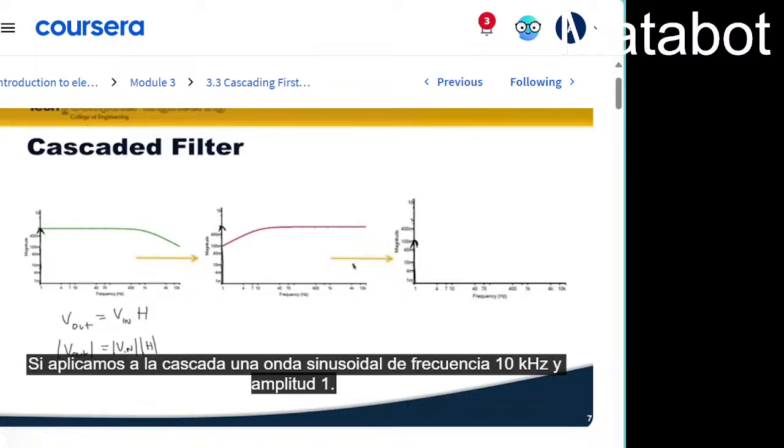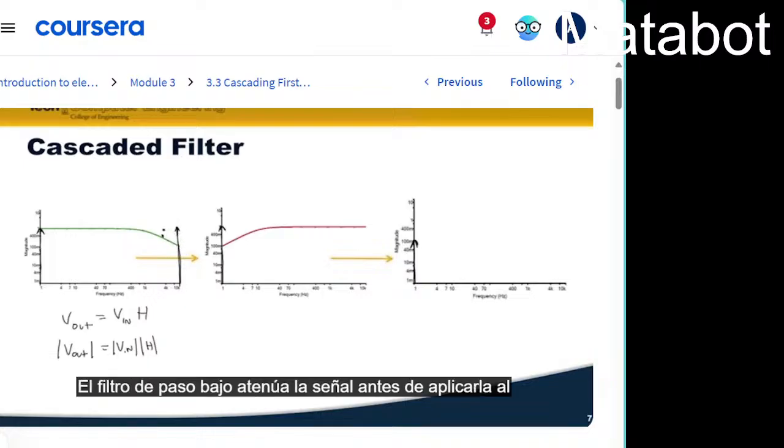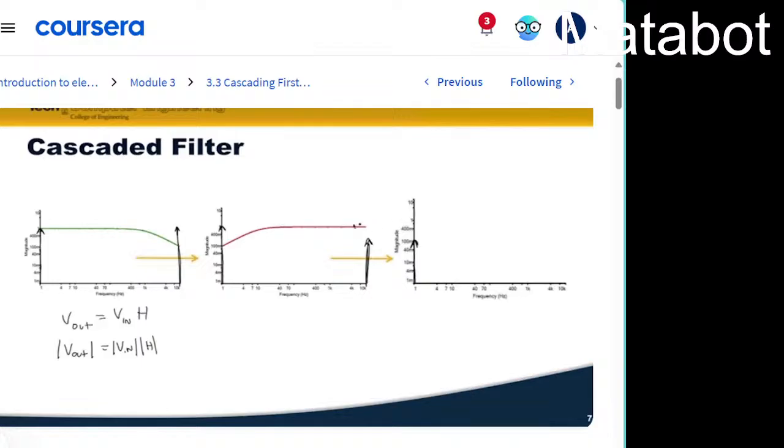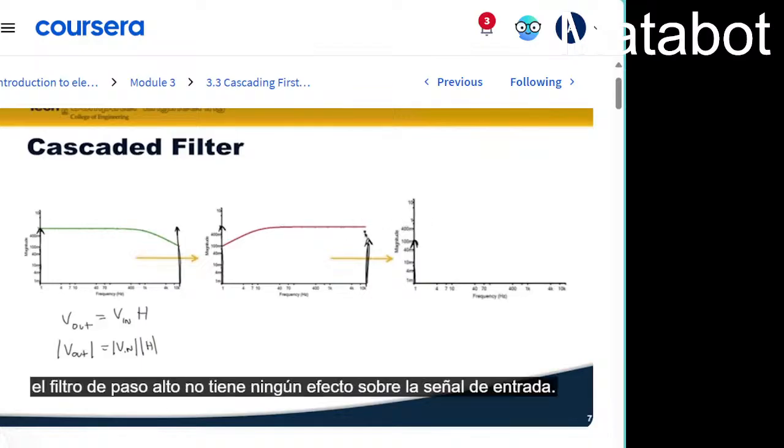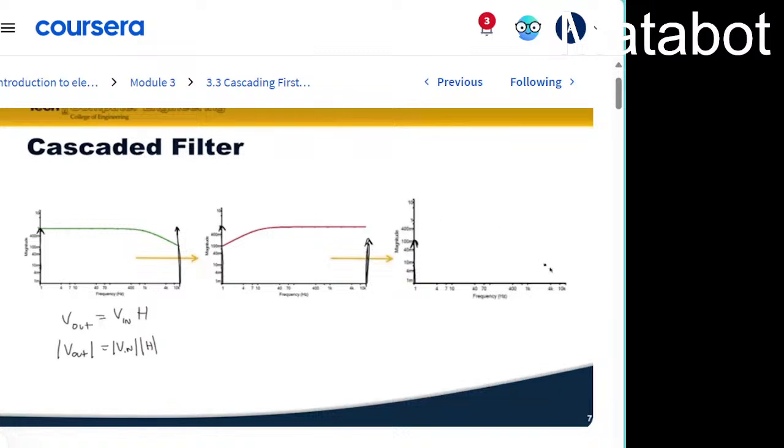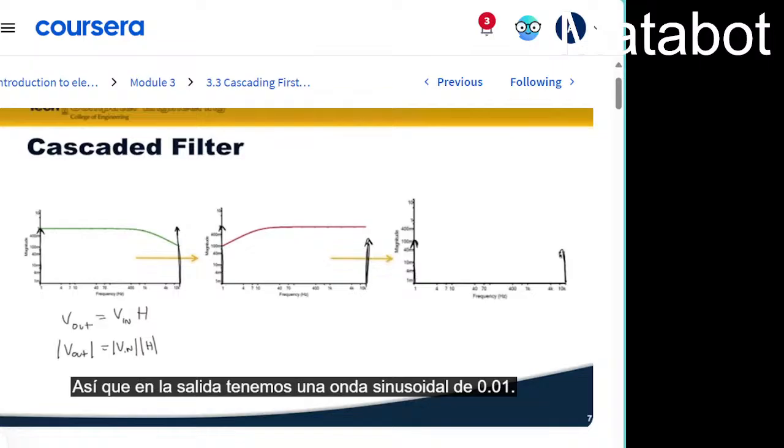If we apply to the cascade a sine wave of frequency 10 kilohertz, and amplitude 1, we can see that at 10 kilohertz, we are in the stop band of the low-pass filter. The low-pass filter attenuates the signal before it's applied to the high-pass filter by a factor of 0.1. This signal is applied to the high-pass filter where it's multiplied by this gain of 1 and passed to the output. And because of the gain of 1, the high-pass filter has no effect on the input signal. So at the output, we have a sine wave of 0.1.